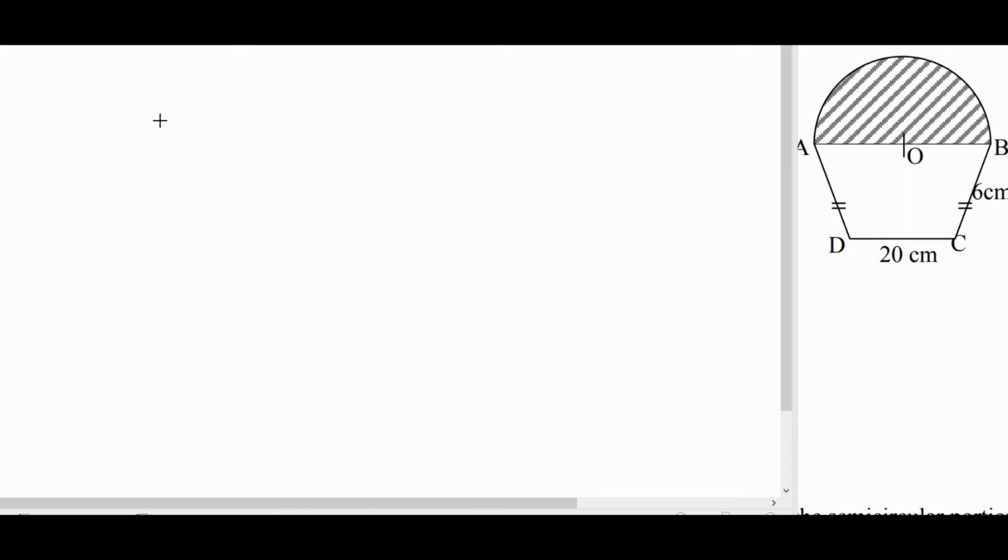Total area means a combination of a semicircular part and a trapezium part. First of all, we will find the area of the semicircular part. The semicircular part will be pi r squared into theta over 360. We know a complete circle can be written as pi r squared, but this is a sector, so it has to include the theta over 360 part.